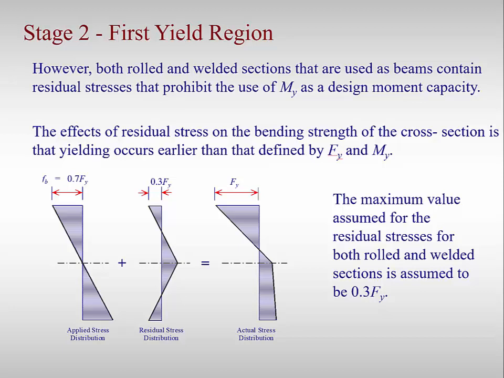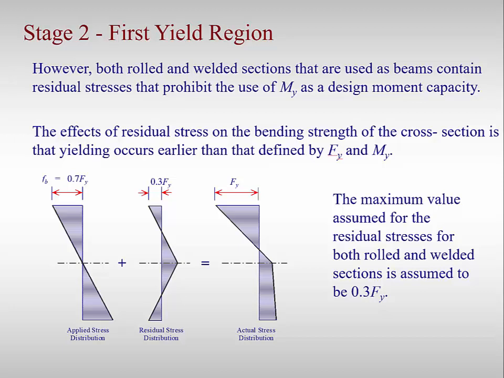Therefore, yielding begins when the extreme fiber stress has reached 70% of the yield strength, or F sub y. In some of the design equations for beams, you will see the term 0.70 times F sub y times S, the elastic section modulus. This is the moment capacity at first yield considering residual stresses.